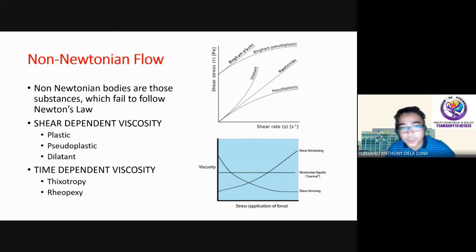So non-Newtonian bodies are those substances which fail to follow Newton's law. So there are two types of non-Newtonian fluids, class, or non-Newtonian flow. We have shear-dependent and time-dependent viscosity. Okay, meaning, for the shear-dependent viscosity, class, ang kanyang viscosity is dependent on the shear stress and shear rate you're applying to the fluid. Okay, so we have three types. Plastic, pseudoplastic, dilatant. Okay, dilatant flow.